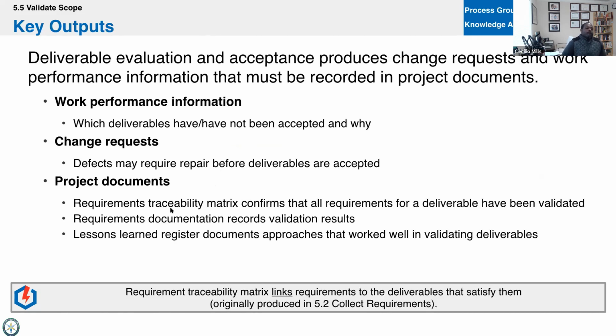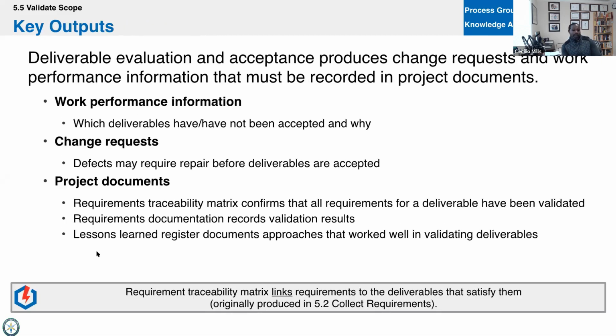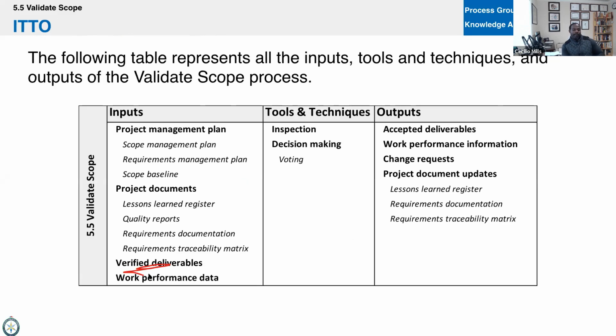Okay. We get the information, which deliverables have been accepted and why. See, the data would have come from the team. If I go forward to the key inputs, where scope, it wasn't there. So I'm going to come back to this slide. We get the work performance data. The data would be, I accept 7 out of 10.